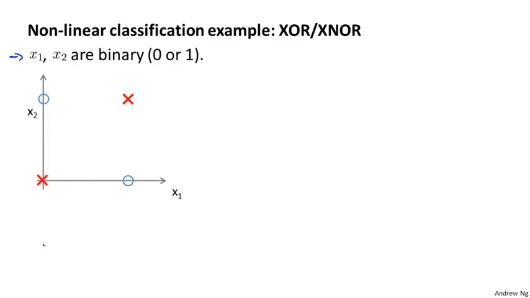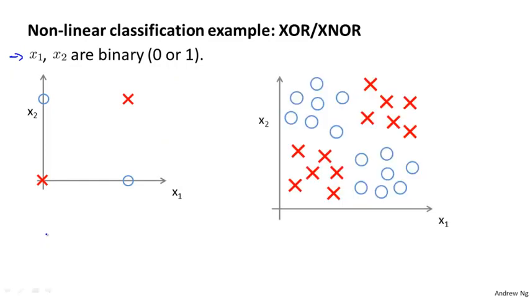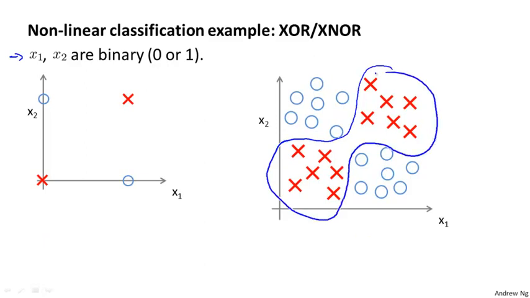In this example, I've drawn only two positive examples and two negative examples, but you can think of this as a simplified version of a more complex learning problem where we may have a bunch of positive examples to the upper right and the lower left and a bunch of negative examples denoted by the circles. And what we'd like to do is learn a nonlinear decision boundary that separates the positive and the negative examples. So how can a neural network do this?